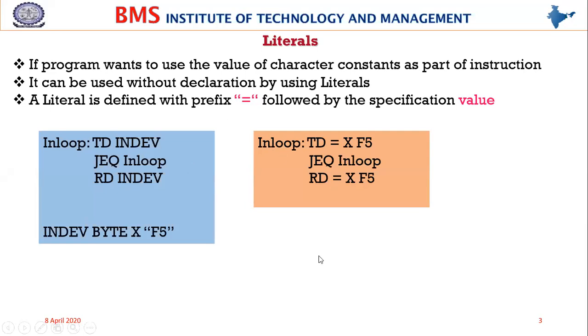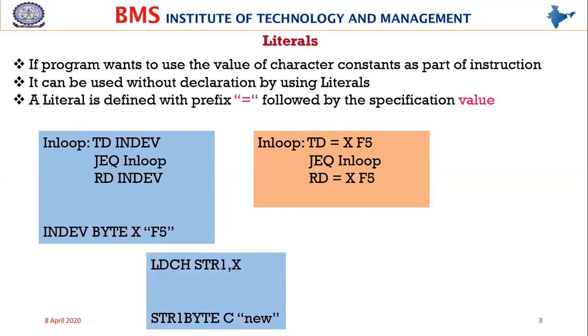So in the traditional methods, we used to declare the hexadecimal variable and then use the variable name or a constant name. But here we're going to directly specify the value, something like DD is equal to X, indicating a hexadecimal, F5 indicating the value directly. So this way we can use the character constants directly in the instructions, which we call literals.